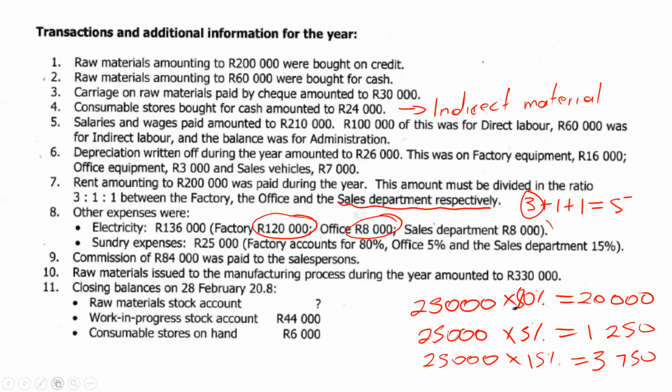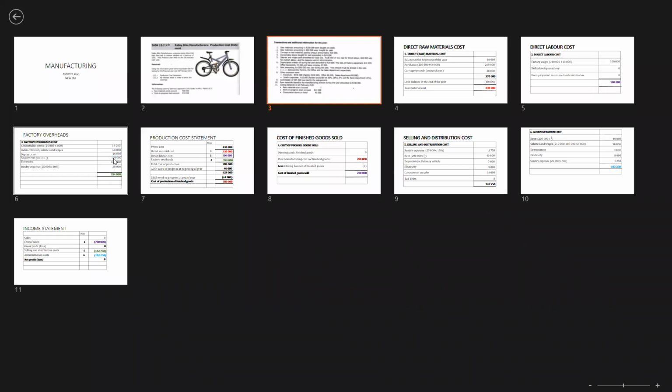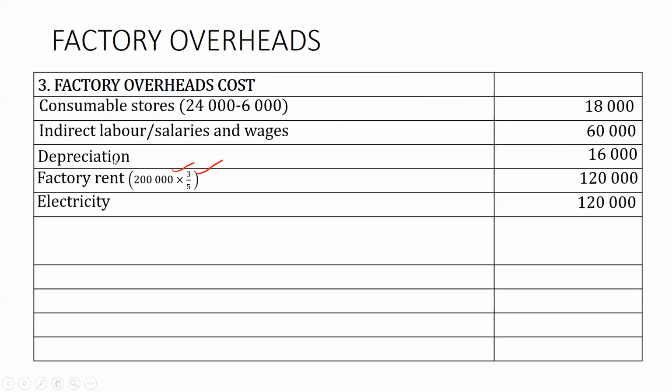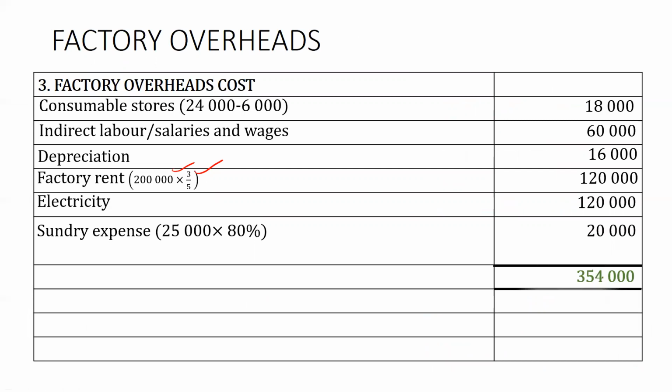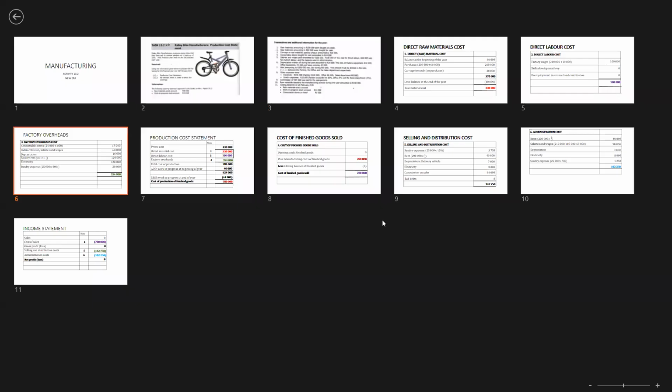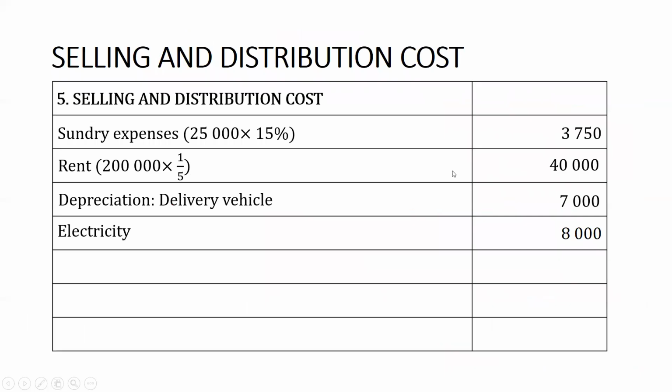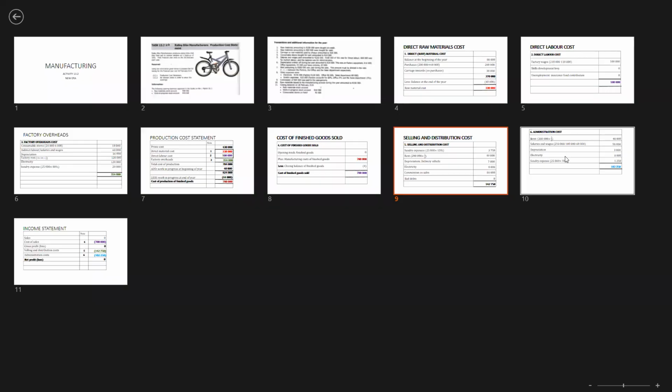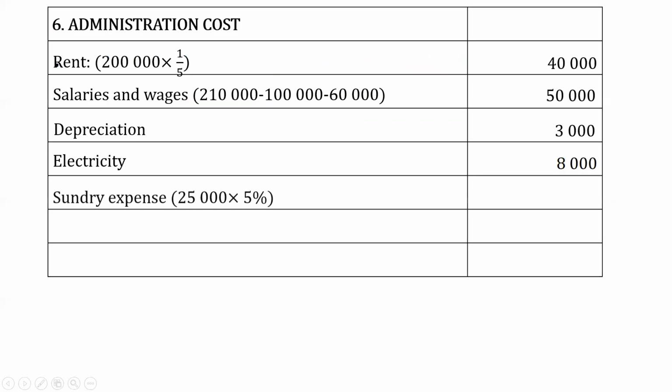Now, how do we record this? You're going to go to our factory overheads, and our factory overheads will simply have sundry expenses, which is 25,000 times 80%. And that will give us our total factory overheads, which is 354,000. Okay. And then let's go to our sales and distribution. In our sales and distribution, it has already been recorded, which is 3,750. And when you go to admin, that will be 1,250. So admin will be 1,250.